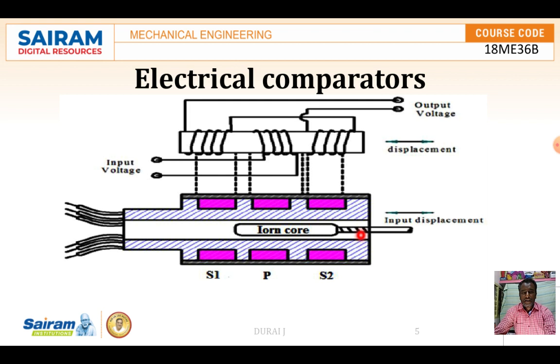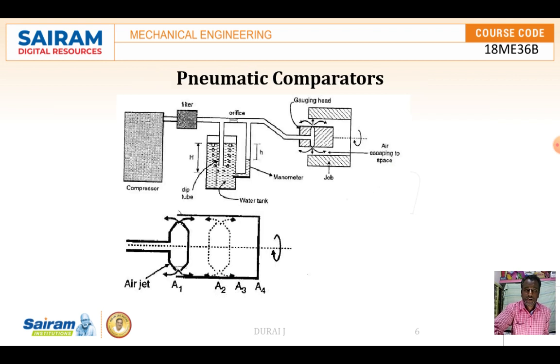So once this iron core goes inside between the primary and secondary windings, the change in the magnetic flux takes place, and that will be noted down with the help of the electrical signal. That value you can note down. So here also, first we are going to keep the standard component, then you note down the value. After that we are going to check whichever component we want to check. Okay, this way the electrical comparator works.